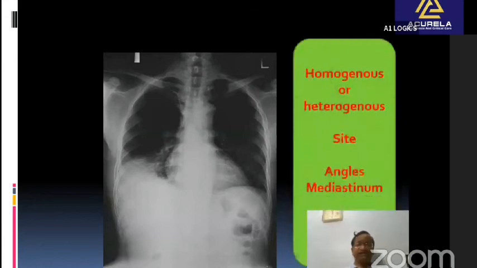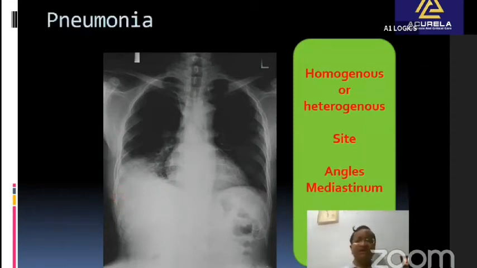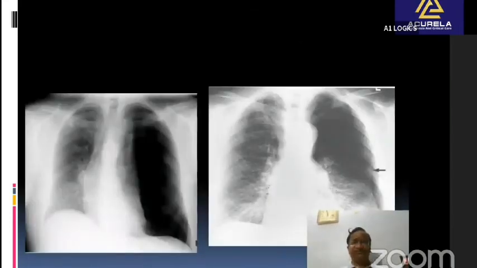What is there in this? Whenever we explain this, we should tell whether it's a homogeneous or heterogeneous mass. Here you can see it's a homogeneous mass. It's a homogeneous picture. It is in the right lower zone. The angle, mediastinum is okay, trachea is okay. The angle is not completely abolished. There is something here. So this is less likely to be fluid. So it is possibly a lower lobe mass.